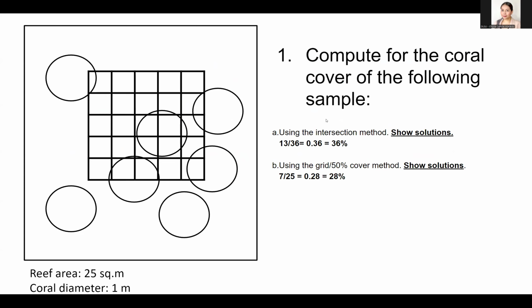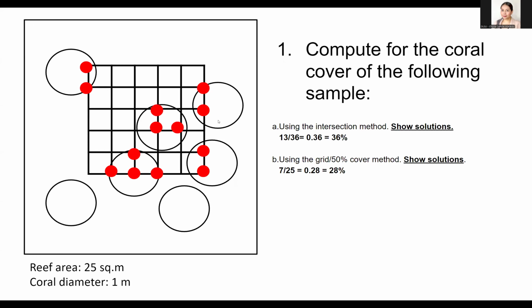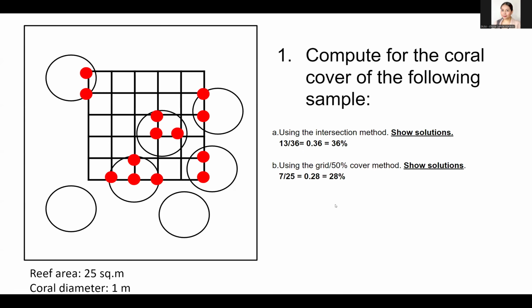So the first is to compute for the coral cover of the sample shown on screen. Letter A asks you to use the intersection method. If you're using the intersection method, please note that you want to count the number of intersections in the quadrat that lie on top of the corals. So here you have 1, 2, 3, 4, 5, 6, 7, 8, 9, 10, 11, 12, 13. So you have 13 intersections falling on top of the coral divided by 36.